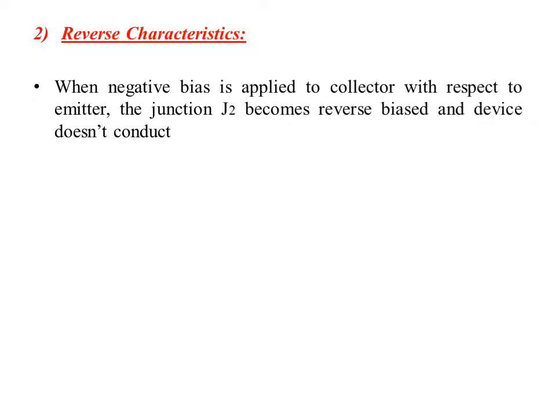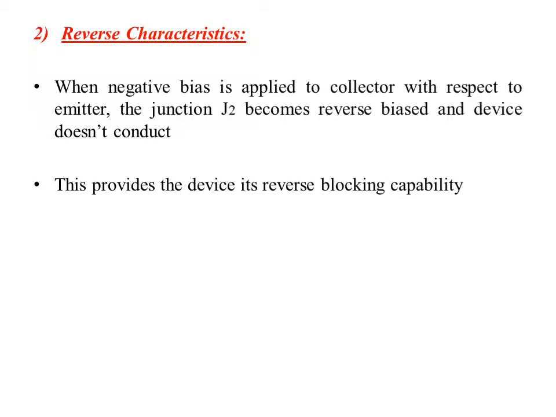When negative bias is applied to collector with respect to emitter, junction J2 becomes reverse biased and the device doesn't conduct. Thus, this provides the device its reverse blocking capability. So when we apply a negative voltage to collector with respect to emitter, that is when VCE is negative, then junction J2 becomes reverse biased, and when junction J2 becomes reverse biased, the device is in off state.